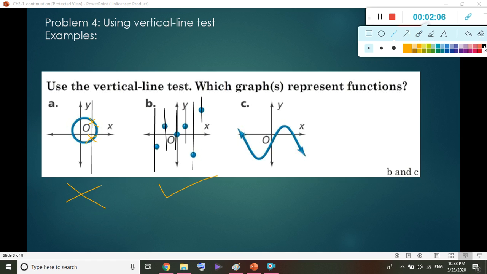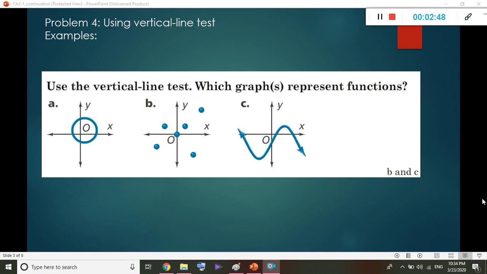Let's try the last example. Let's make a vertical line over here, or over here, or wherever you want, because it's continuous. In the previous one we made a vertical line at every point because it's not continuous, it's only scattered points. Here it's continuous, so we can make only one vertical line. How many points did it pass? Over here we had only 1 point, and here we only have 1 point. So this is a function. Which graphs represent functions? It's B and C. These are the only functions. A is not a function.